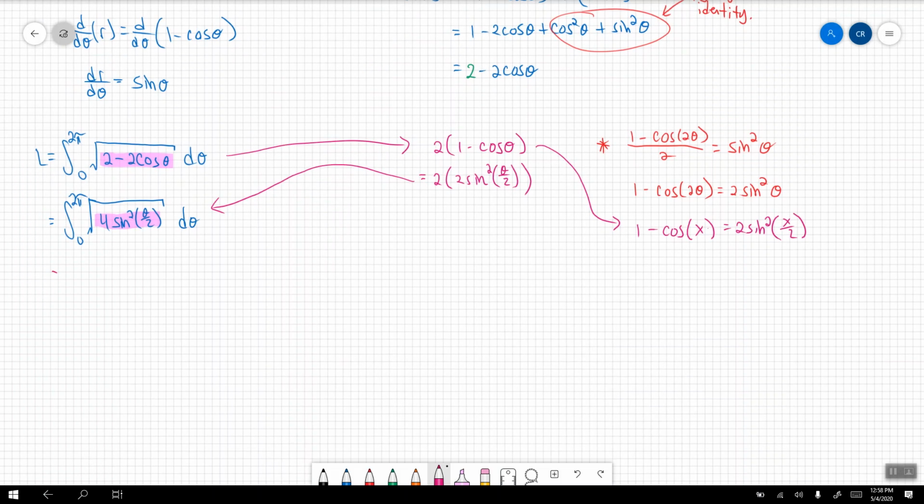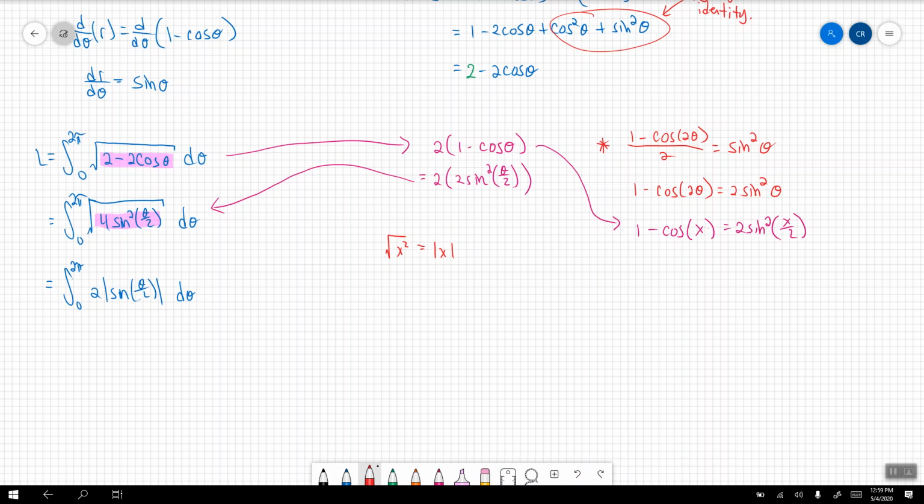Alright, let's keep going. So let's figure out what the square root of this is. This is going to be 0 to 2 pi, and this is going to be 2 times the absolute value of sine of theta over 2 d theta. And again, whenever we work with a square root, I want you to always recall that anytime you're working with the square root of some variable squared, this is going to be the absolute value of x. It's never just x by itself, it's always the absolute value of x.